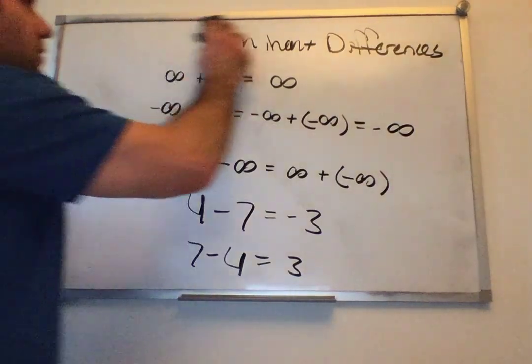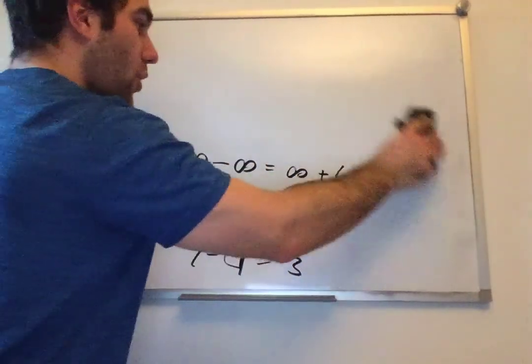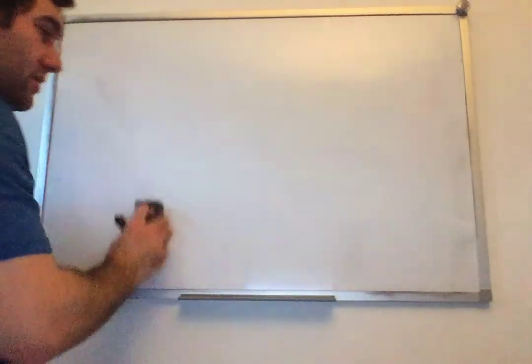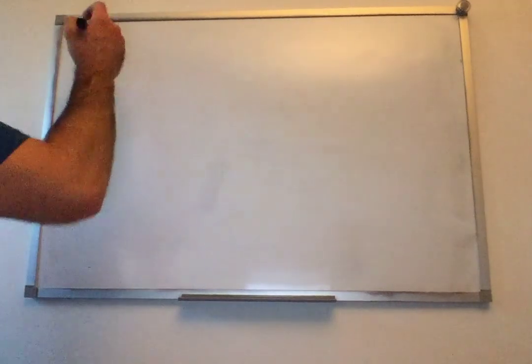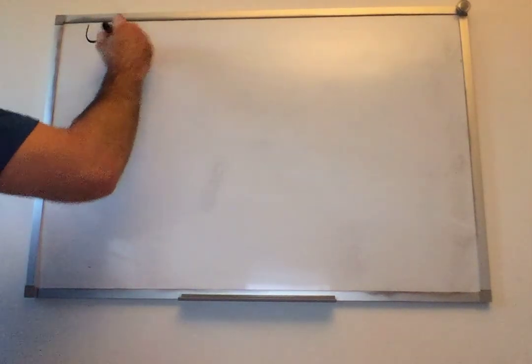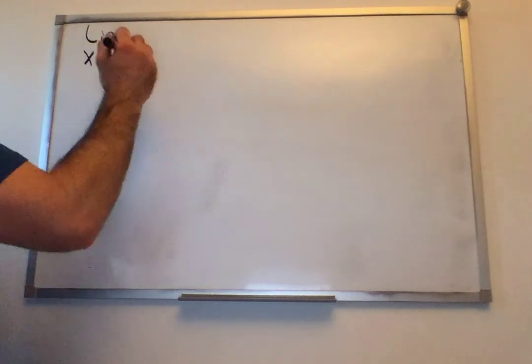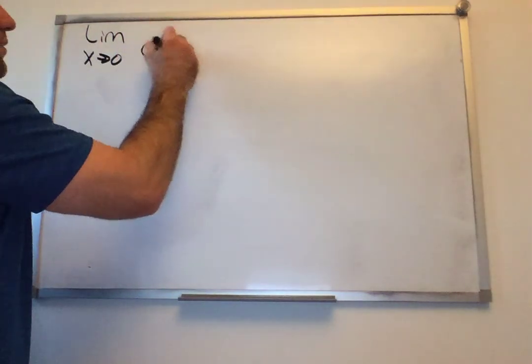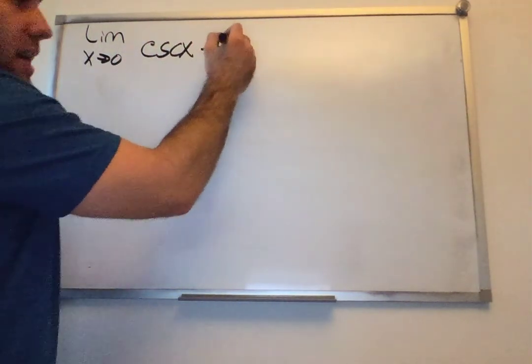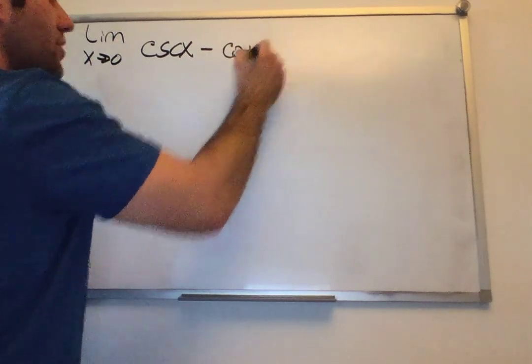So what do we do? We're going to rewrite our problems in a form where we get 0 over 0 or infinity over infinity and use L'Hopital's rule. So here's our first example. Limit as x goes to 0 of cosecant x minus cotangent x.